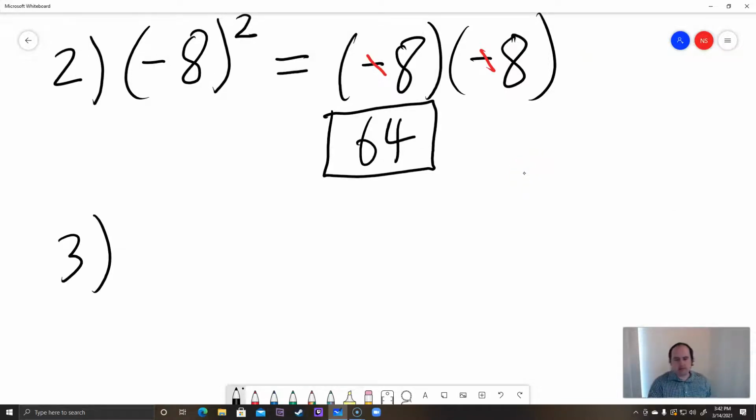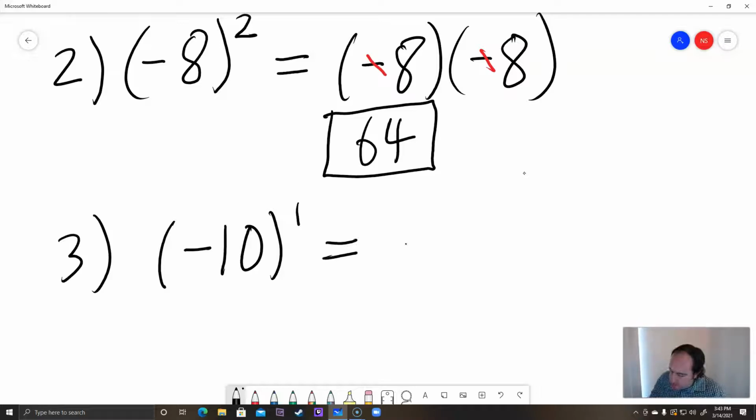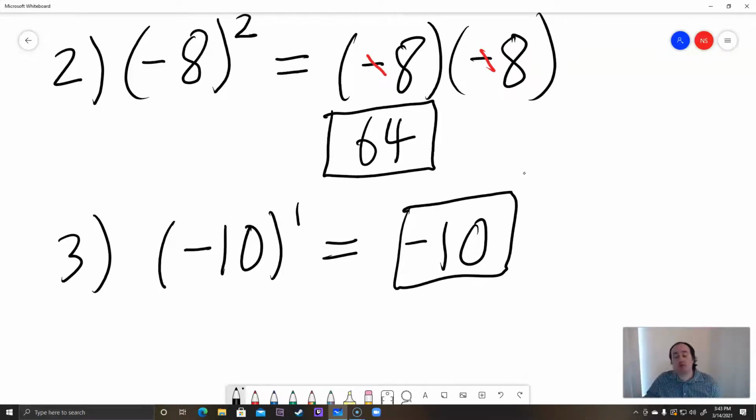Example number 3. So this one is actually negative 10, parentheses around it, raised to the first power. Now, any number to the first power is just the number. Okay, so this literally just means negative 10, and that's our answer. Okay, and that brings us to our first rule of exponents.